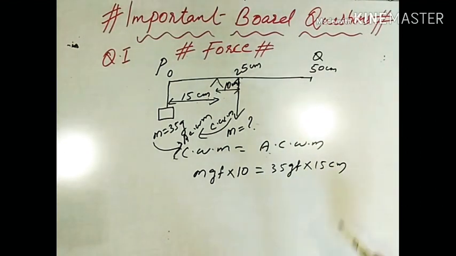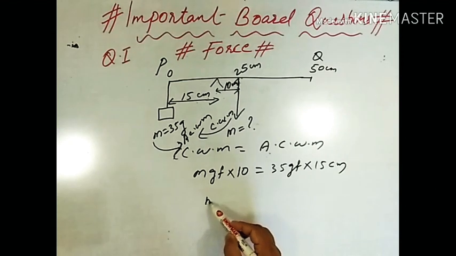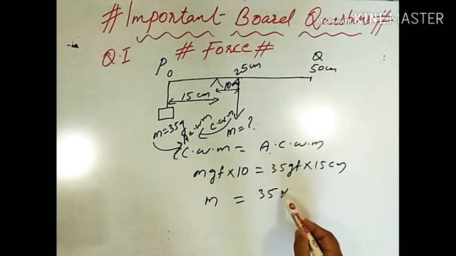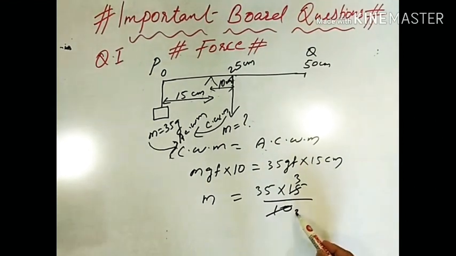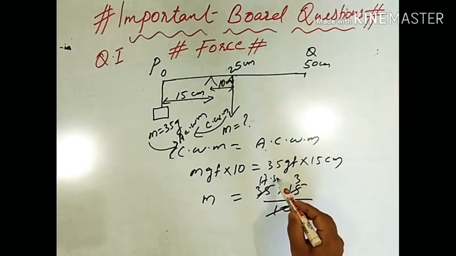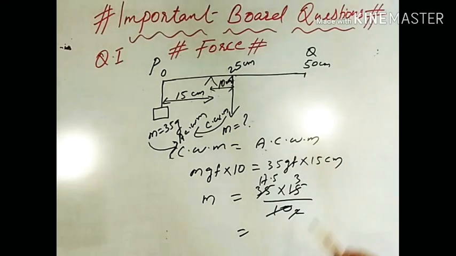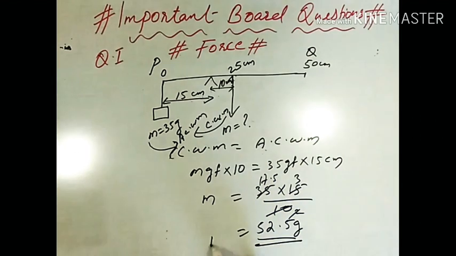Now it's almost simplified. So m is equal to 35 into 15 divided by 10, which is 17.5 multiplied by 3, and the answer will come as 52.5 gram. What is the unit of mass? Gram.